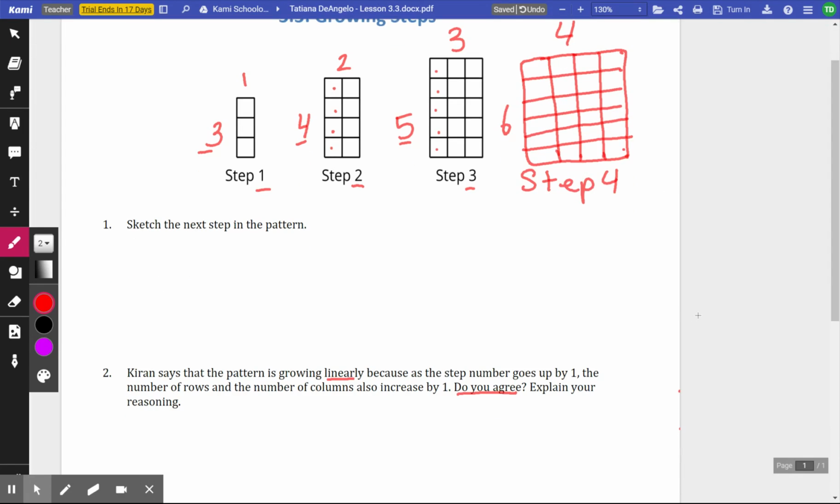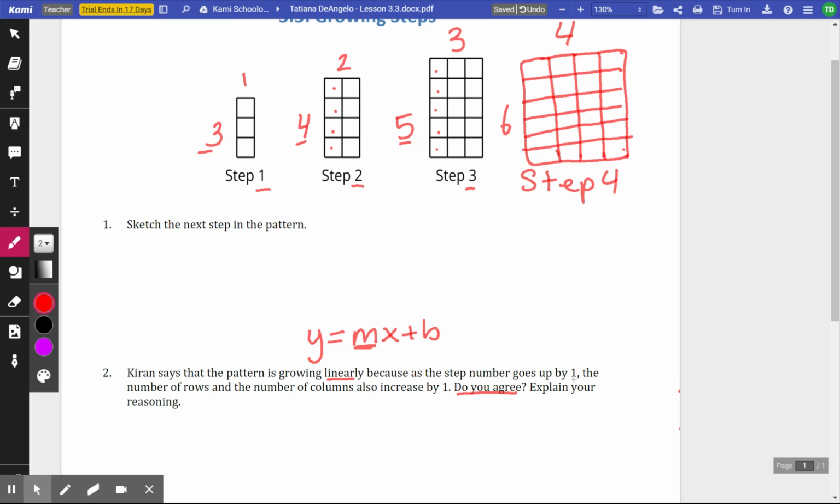Then it says, Kieran says it's growing linearly. Do you agree? Well, first of all, I have to recall what being linear means. When I think of something being linear, I think of an equation, a linear equation. And then that makes me think of slope or rate of change. And when we have slope, it has a constant rate of change. It's changing by the same number. We're going up and over by the same number each time. So let's see if that's happening.